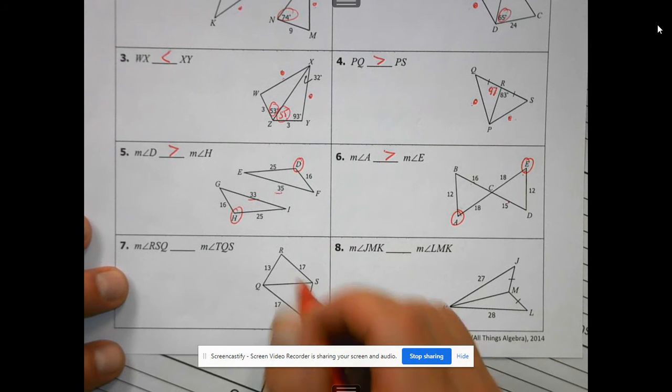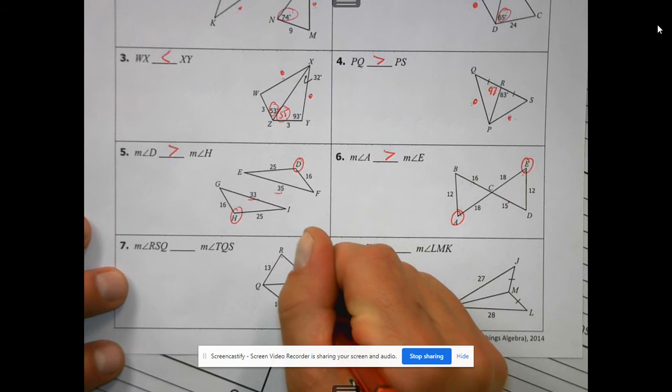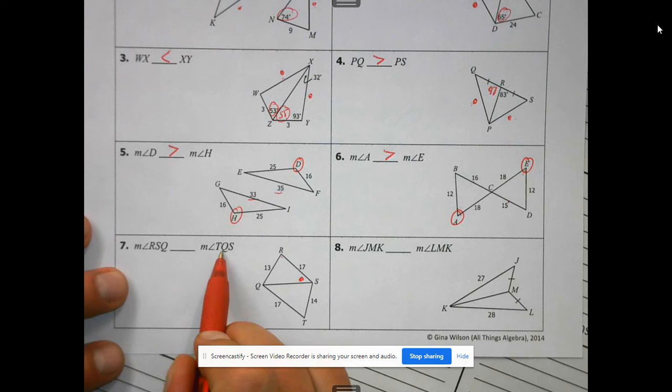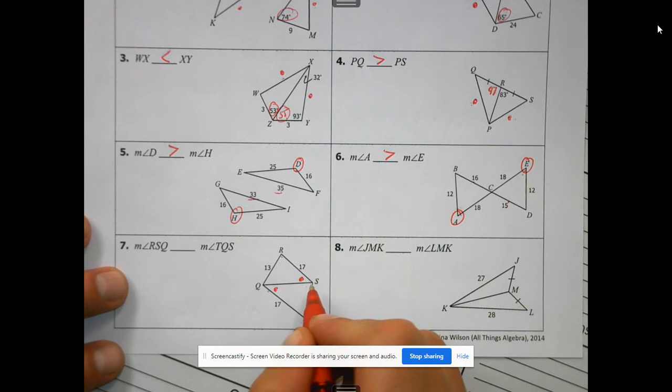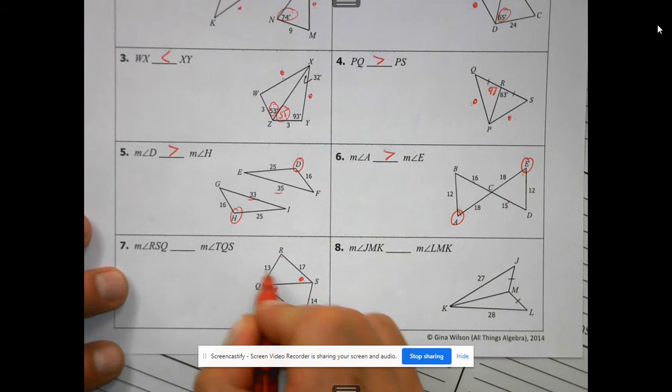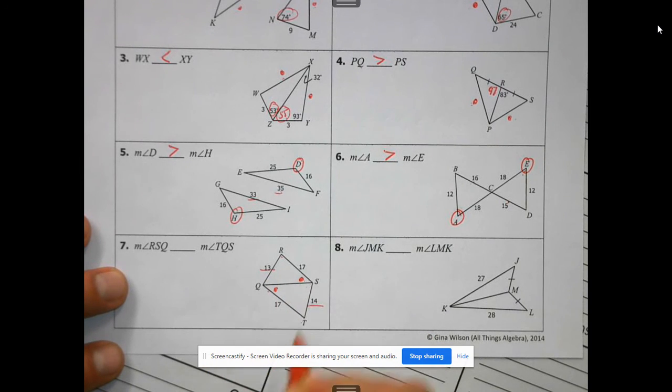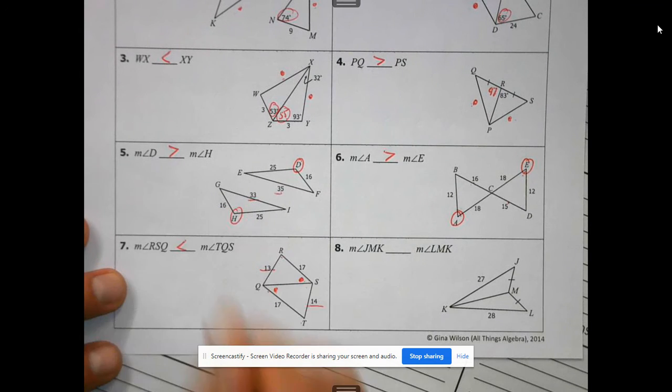Angle RSQ right here. Angle TQS, this guy right here. This guy is across a 13. This guy is across a 14. So this angle right here will be bigger than that angle right there. So RSQ is smaller than TQS.